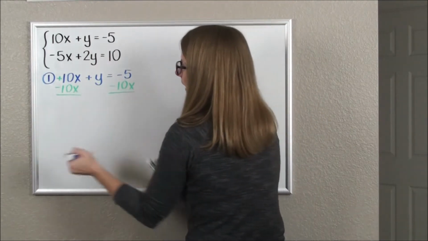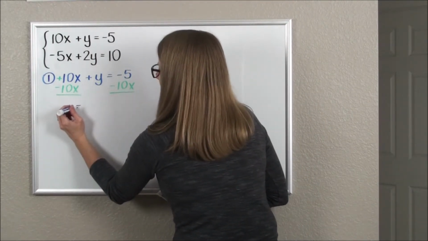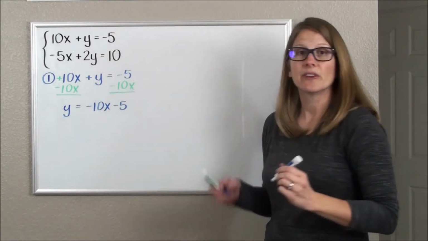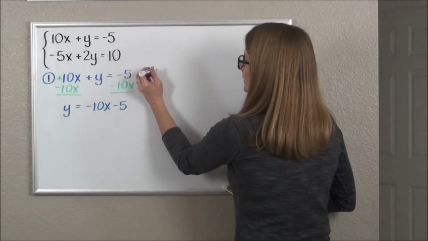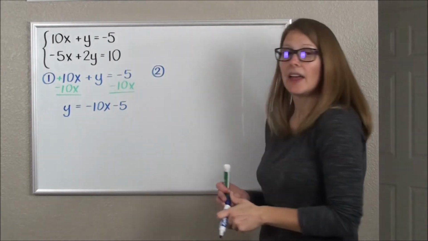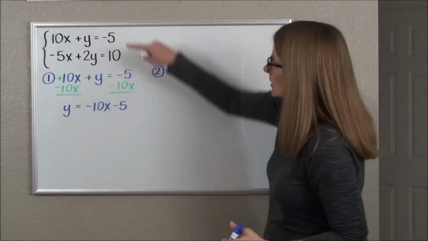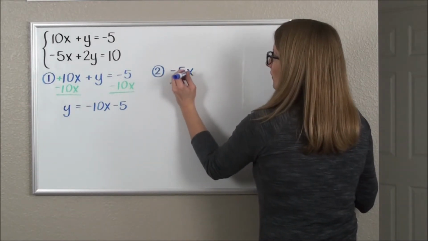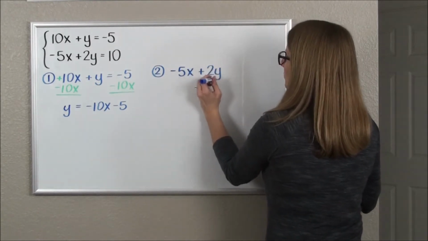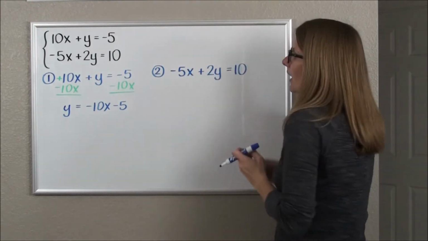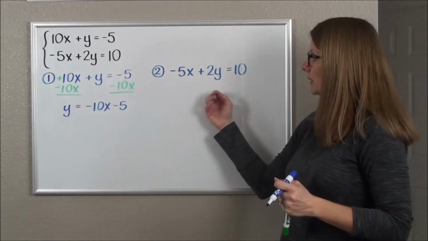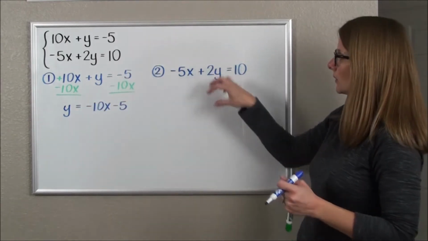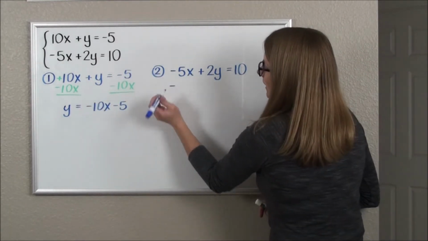And we wind up with y equals -10x minus 5. So we've isolated a variable. That's what we want to do in step 1, get a letter by itself. And then step 2, we need to use the other equation. So we've already used the top equation. Step 2 will utilize the bottom equation. So -5x plus 2y equals 10. And this is where the substitution happens. So where there was a y in this equation, we're going to plug in this new expression, -10x minus 5.